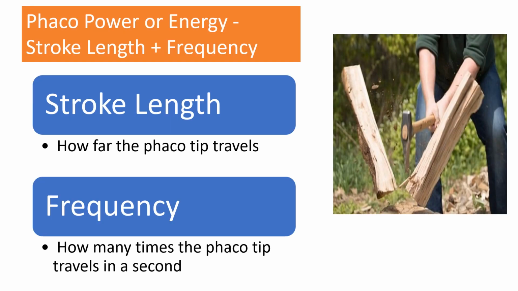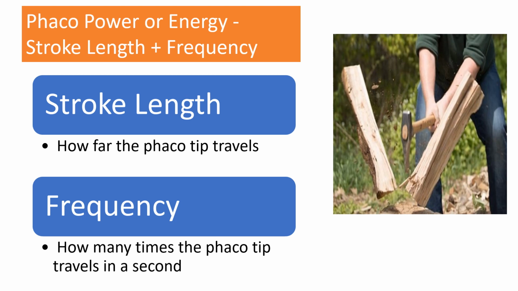Phaco power, or Phaco energy as it is also called, is largely a function of the stroke length and frequency of the handpiece. I repeat, the stroke length and frequency of the handpiece. Stroke length is the distance the Phaco tip travels inside the eye, and the frequency is the number of times the Phaco tip moves or vibrates.